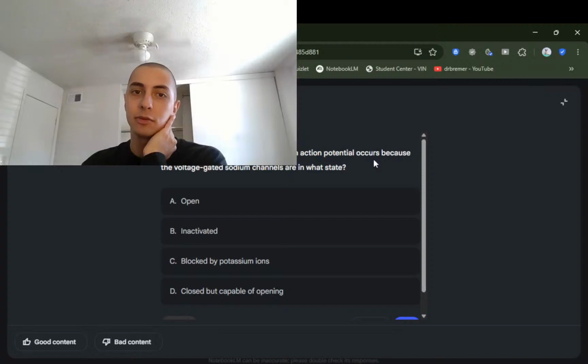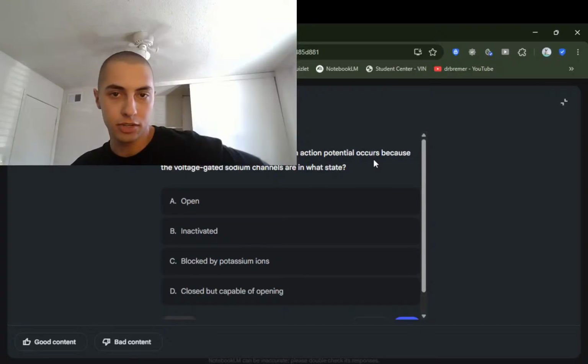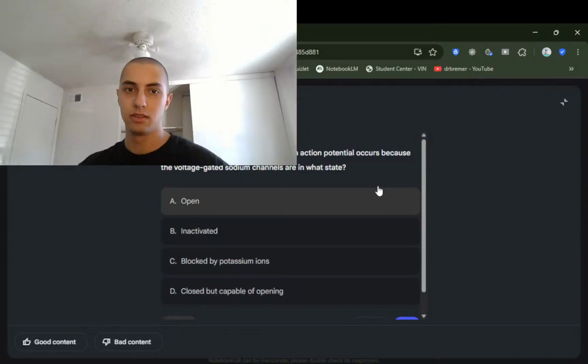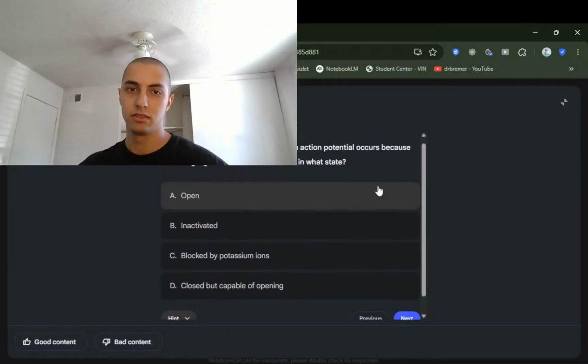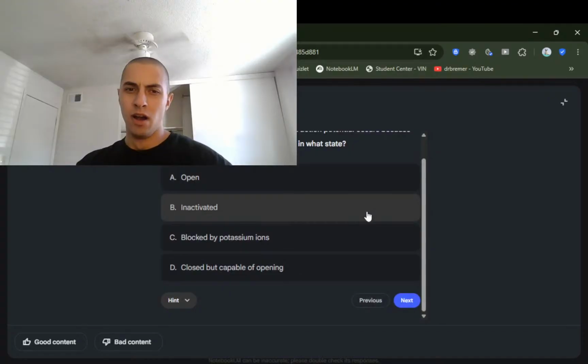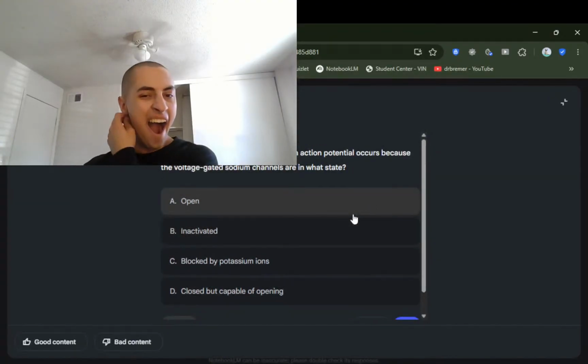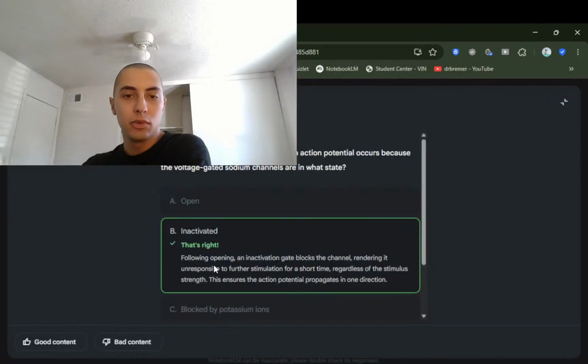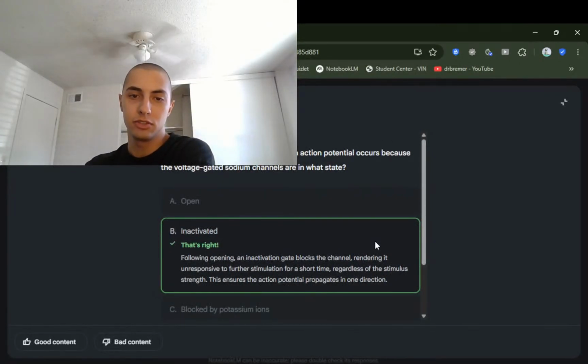The absolute refractory period after an action potential occurs because the voltage-gated sodium channels are in what state? I have no idea. Inactivated. Okay. Following opening, an inactivation gate blocks the channel, rendering it unresponsive to further stimulation for a short time, regardless of the stimulus strength. This ensures the action potential propagates in one direction.